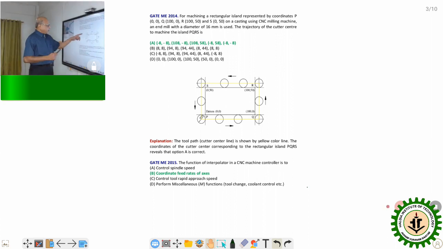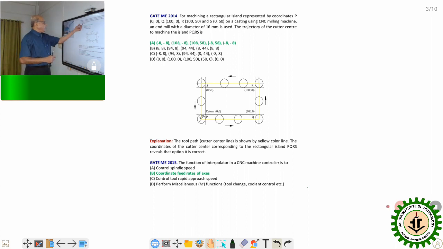The coordinates of the four different points, that is P, Q, R, S, from the given dimensions are incorporated in the diagram. The coordinate of P, that is the datum, is considered as 0, 0. The length of the plate is 100 mm, so 100, 0 is the coordinate of the point Q. Similarly for R and S, it is 100, 50 and 0, 50 respectively. Now we have to find out the coordinates of this yellow rectangle, which is nothing but the center of the cutter.